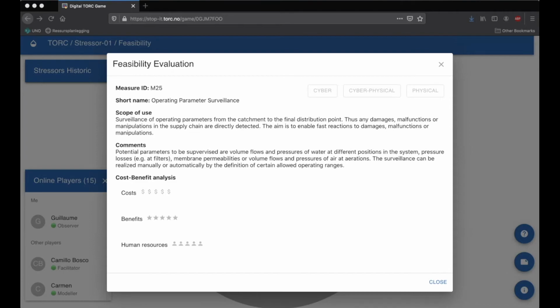I haven't chosen this measurement, but I think if you see it together with the training of the people, I think the cost is very low, the benefits are relatively high, and the human resources are also high. Yeah, I agree.